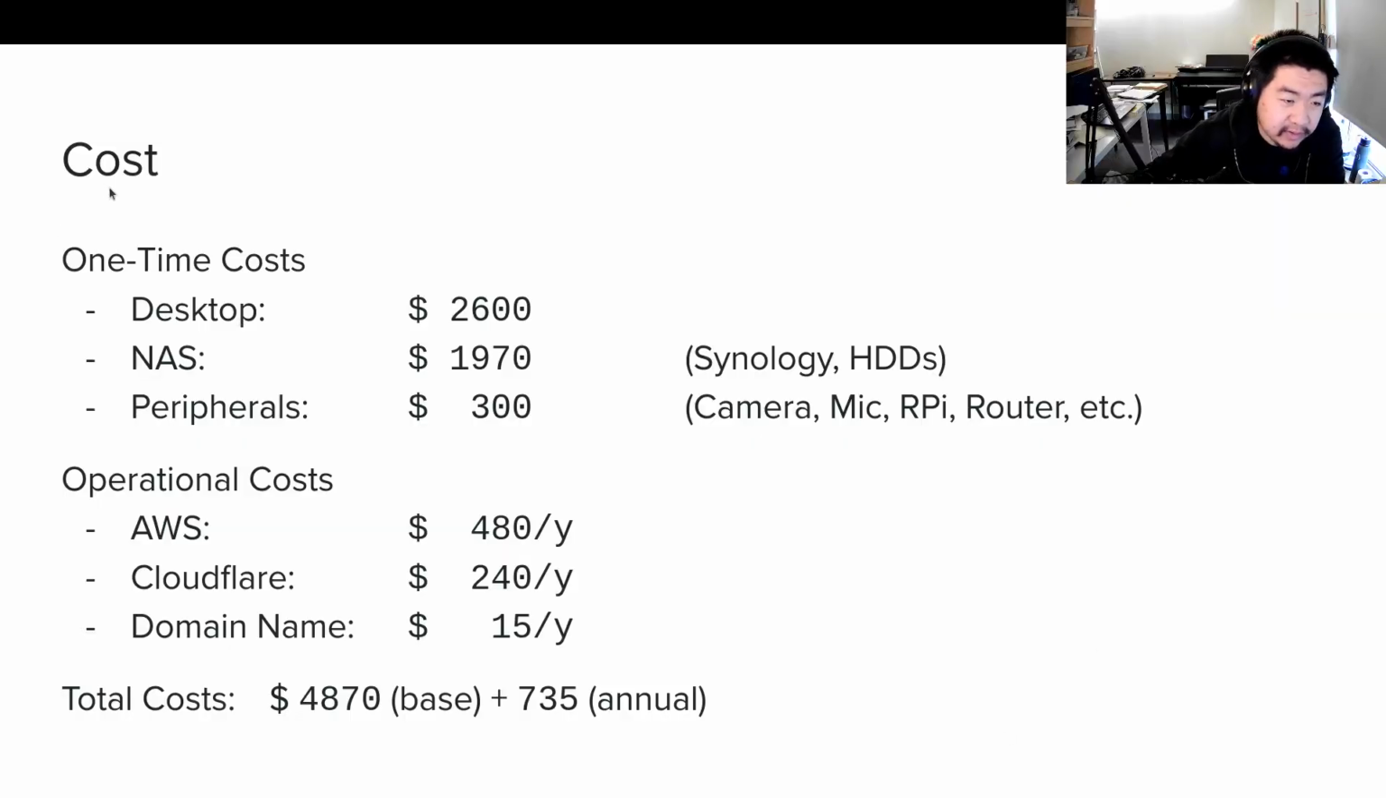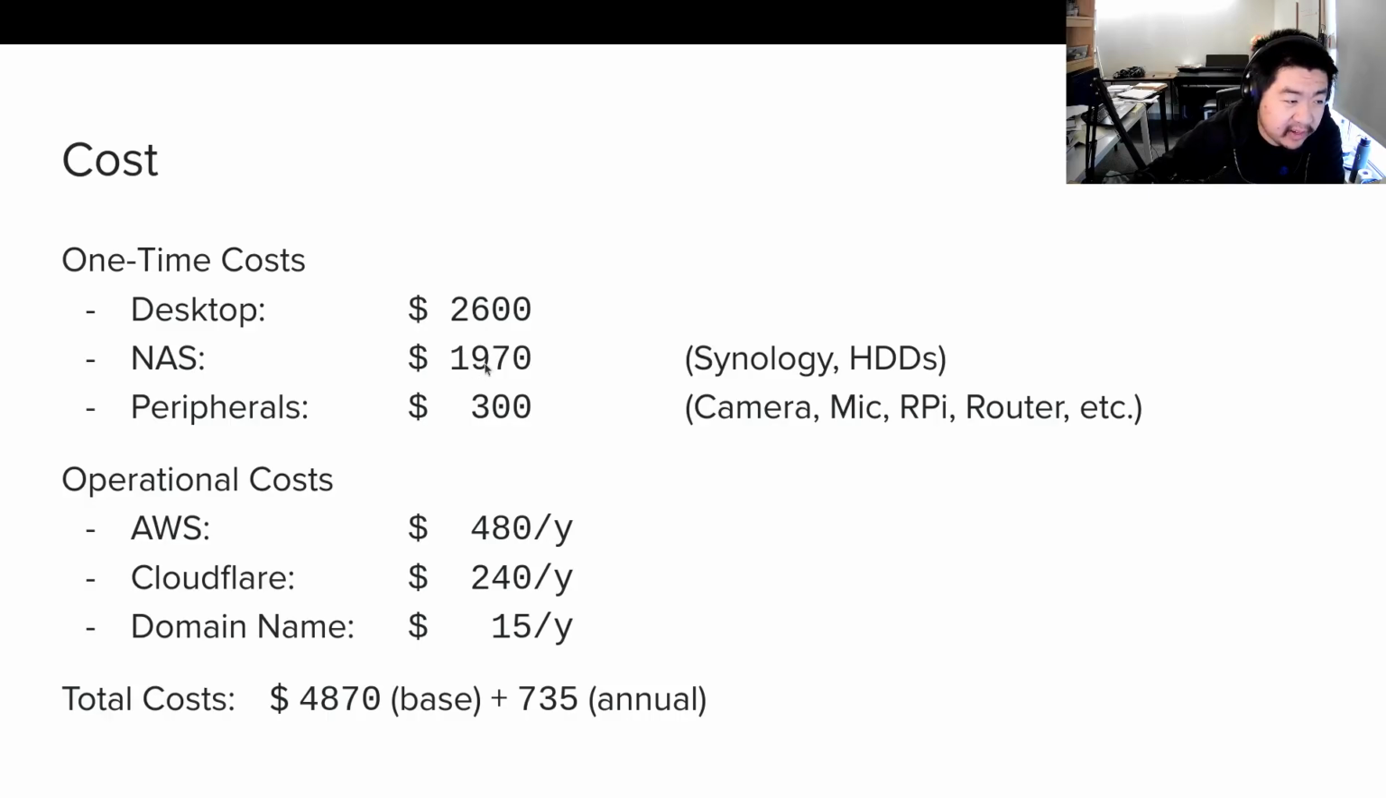Okay, some miscellaneous items. So how much does all this cost? Well, the desktop is the main cost. This includes the frame, CPU, GPU, motherboard. The GPU was like 800, I think. All of that amounts to a bit over 2.5K. So these are all one-time costs. The NAS, the Synology storage device, actually cost a lot too. It was like 800, but then hard drives are really expensive.